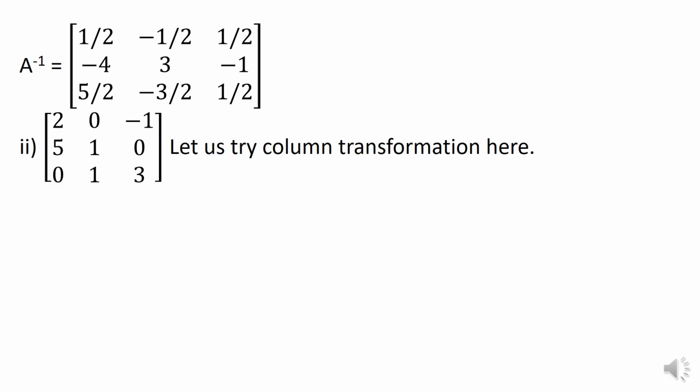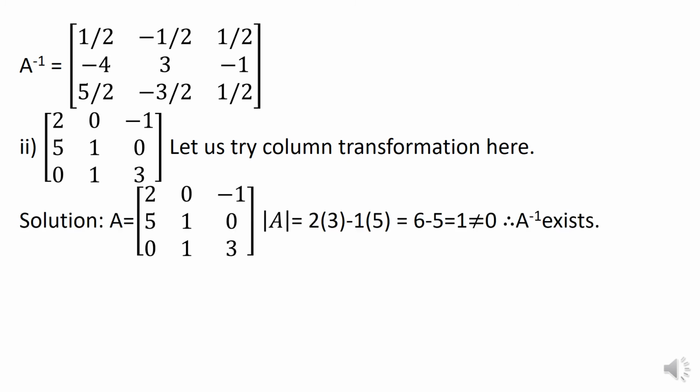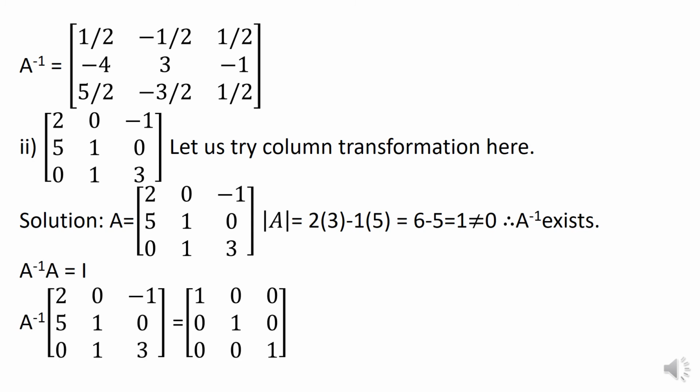The next sum, let us try column transformation. So, we start by finding mod A. We find that mod A comes out as 1. So, we conclude that A inverse exists. Here, as usual for column, we write A inverse A is equal to I, or A inverse into the given matrix is equal to identity matrix. We want to convert 2 into 1. We want to transform 2 such that it becomes 1 by column transformation.